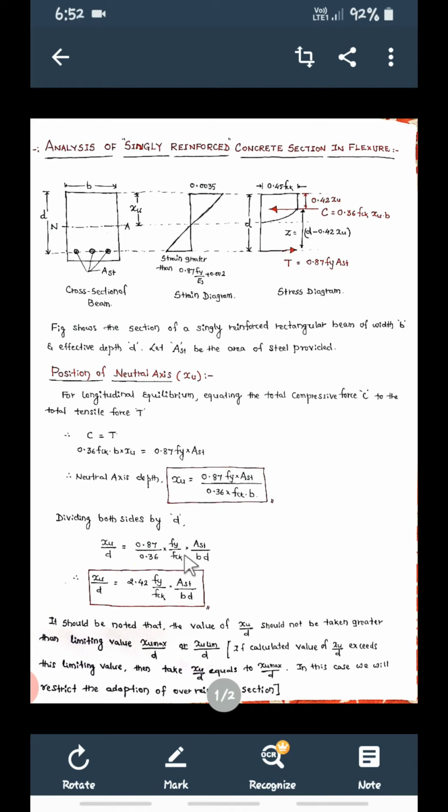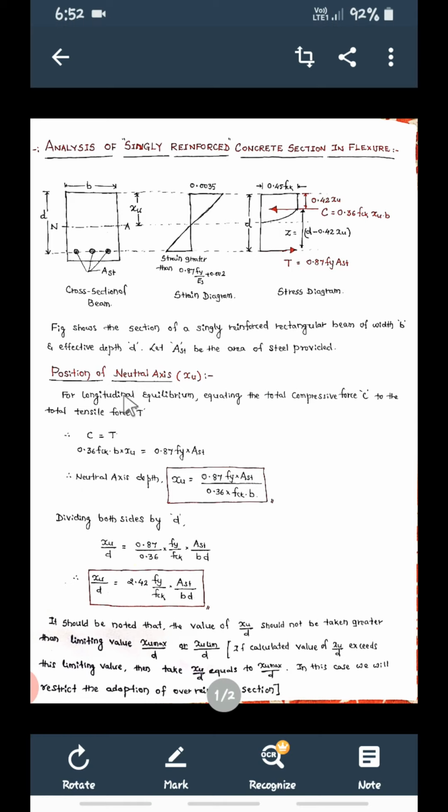Now see the position of the neutral axis. This is the position of the neutral axis, indicated as XU. Remember, it is measured from the top fiber. How are we going to find this? We are going to see the value of XU.